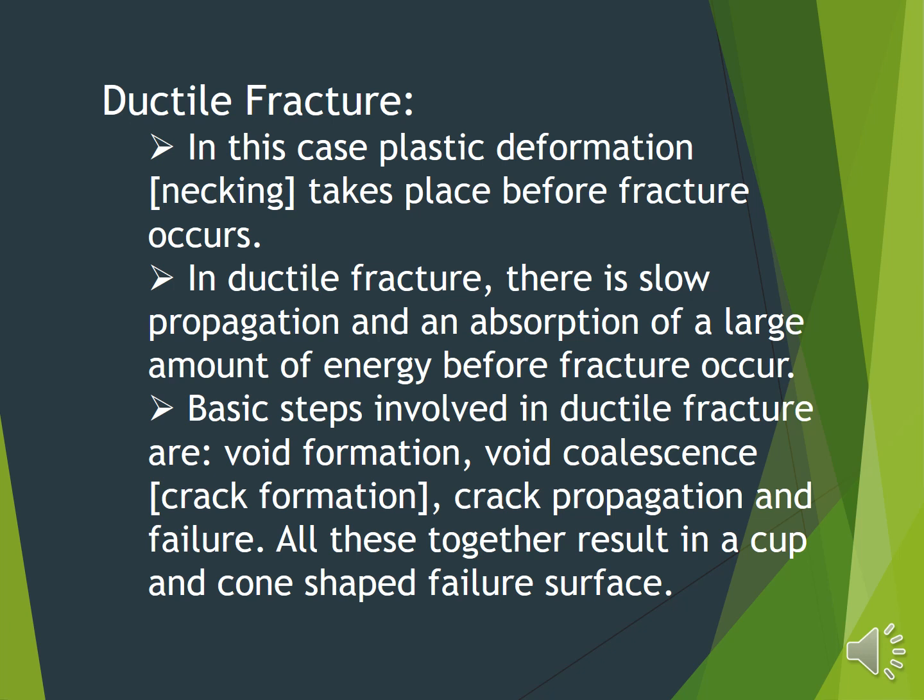Now, ductile fracture. In this case, plastic deformation takes place before fracture occurs. In ductile fracture, there is slow propagation and an absorption of a large amount of energy before fracture occurs. The basic steps involved in ductile fracture are void formation, void coalescence, that is crack formation, crack propagation and failure. All this together results in a cup and cone-shaped failure surface, which is ductile fracture.